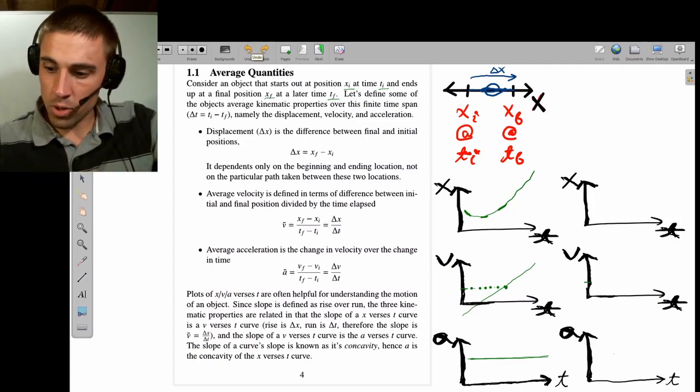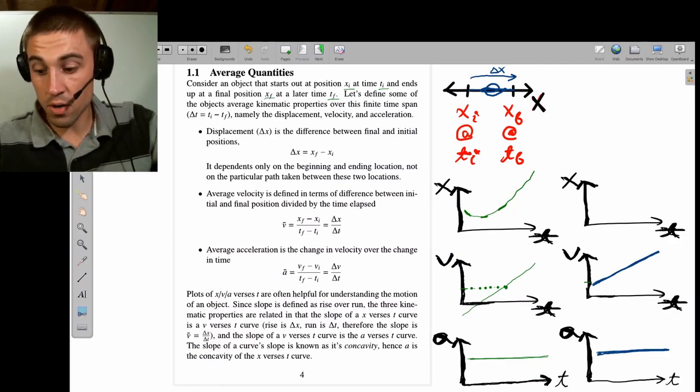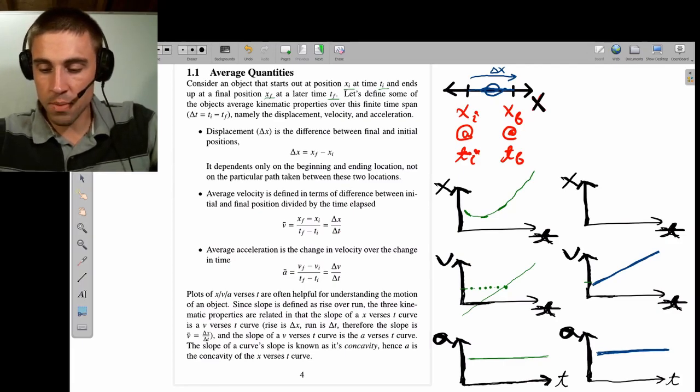Now, if I were to draw a velocity curve that also is a sloping line, then of course the acceleration curve, which is the slope of the velocity curve, would be a flat line, because that slope of velocity versus time is not changing in time. And something that we didn't talk about is the way to translate from a position versus time curve all the way to an acceleration versus time curve.